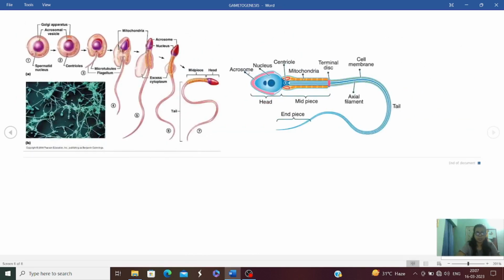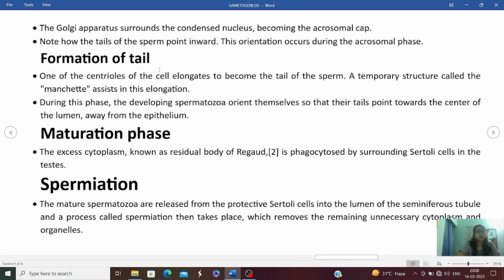In this diagram you can see how the acrosome is formed: the Golgi apparatus, the acrosome vesicle, then the spermatid nucleus, and gradually growth takes place and finally the motile sperm is formed. Then comes the formation of the tail, which is a temporary structure that only helps in movement. One more important thing: the tail will not enter the egg membrane. Only the head and the middle piece will enter the egg membrane.